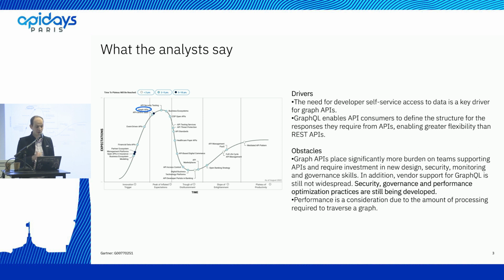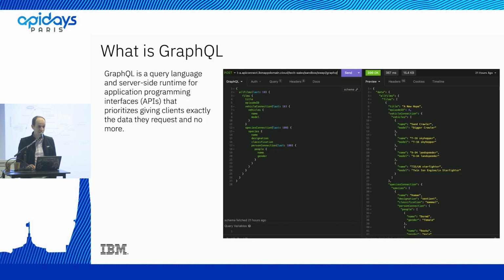One of the drivers behind GraphQL is self-service access. So rather than you having to make an API for everyone that wants a specific piece of data, you almost model the data that you want to expose, and then people figure out themselves how to consume it. One of the key obstacles to adoption is that security governance and performance optimization practice are still being developed. So although the technology is great, there are some problems with how you're going to expose what, and who's going to have access to what. There is some thinking around that, and technologies around that have not been finalized. So basically, that is what Gartner says.